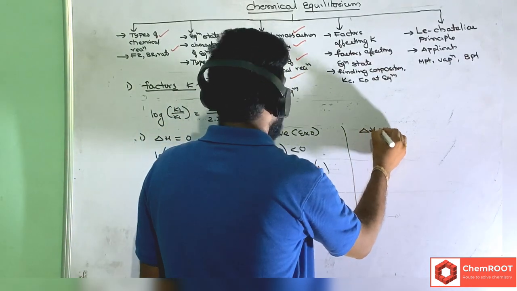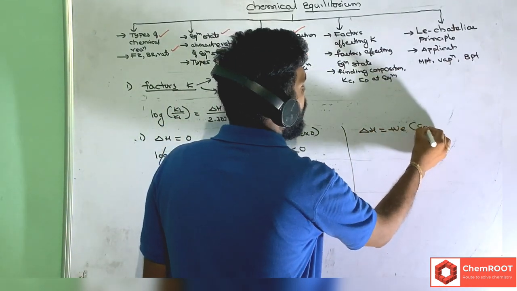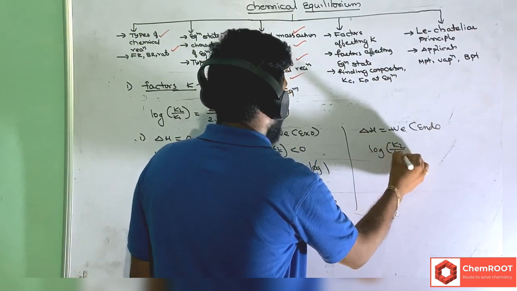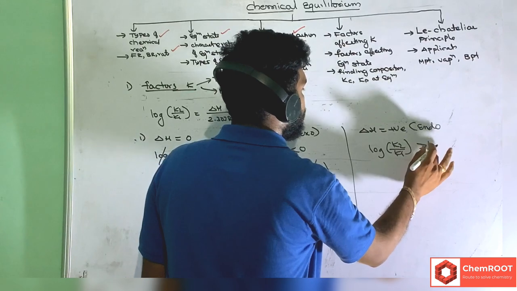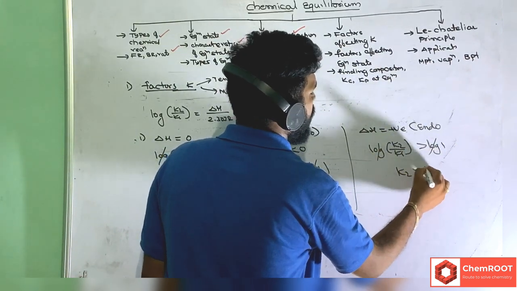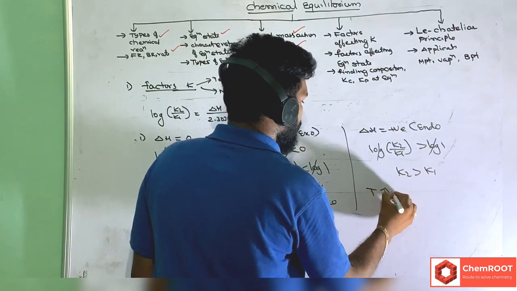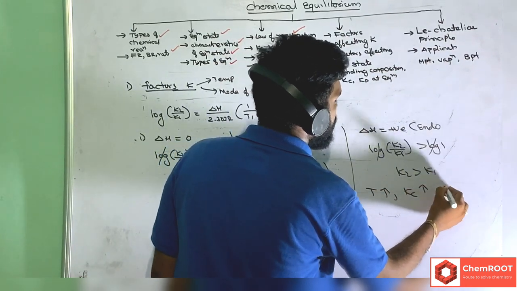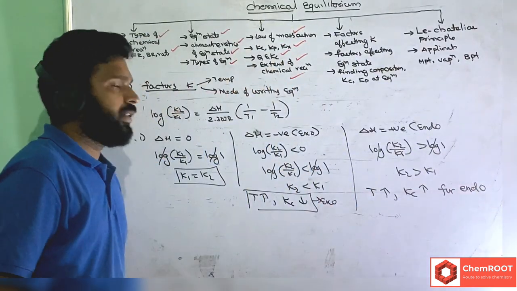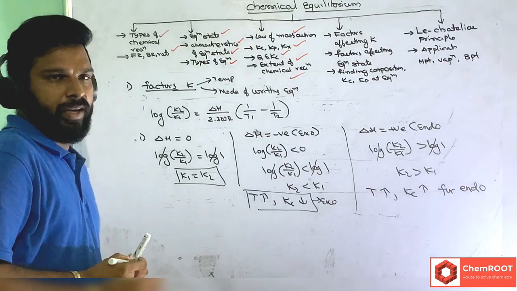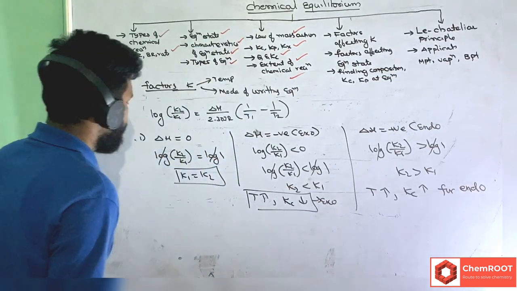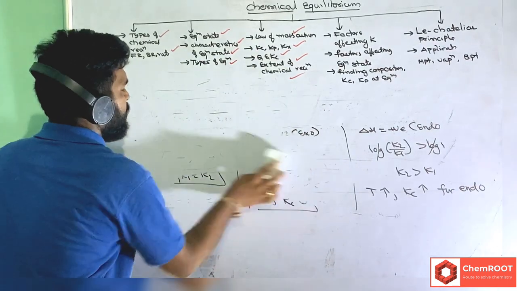And delta H will be positive, meaning it is an endothermic reaction. We have the same kind of thing: log K2 by K1 is greater than log 1, so K2 is greater than K1. So as temperature increases, Kc increases for endothermic reactions. So this is the temperature dependence of Kc, and the next one is the mode of writing.